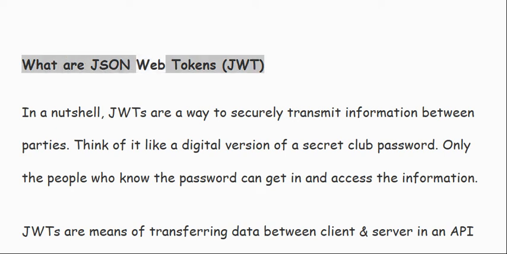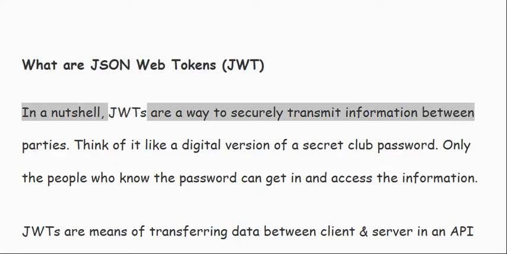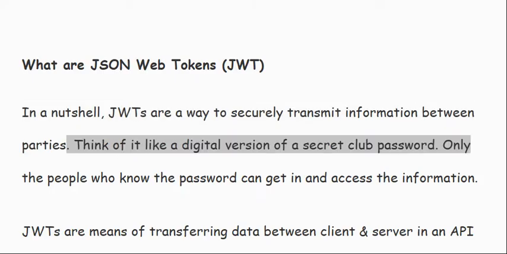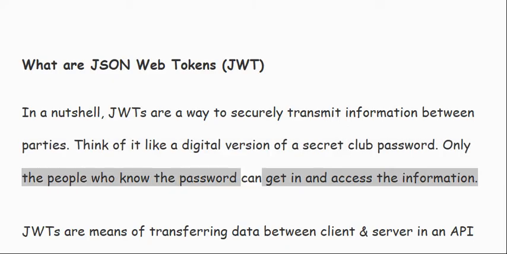What are JSON Web Tokens (JWT)? In a nutshell, JWTs are a way to securely transmit information between parties. Think of it like a digital version of a secret club password. Only the people who know the password can get in and access the information.